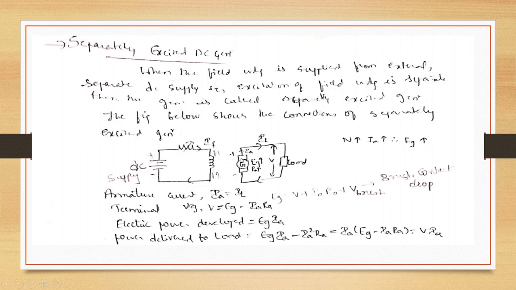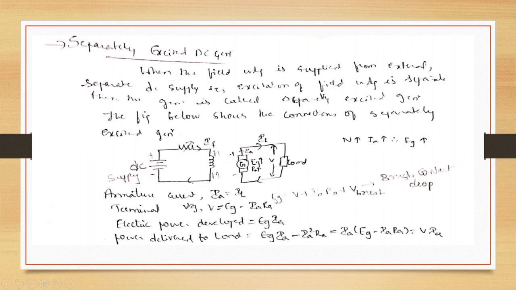Some amount of voltage will be present at the brushes also. Some amount of voltage will get dropped at the brushes also. That is brush contact drop. It will be very small, like 1 volt or 2 volts, and it can be neglected. Compared to Eg and V, this value is very small, and sometimes it can be neglected. In some numericals, if they mention the value of V brush, then only you take it into account. Otherwise this entire term is neglected.